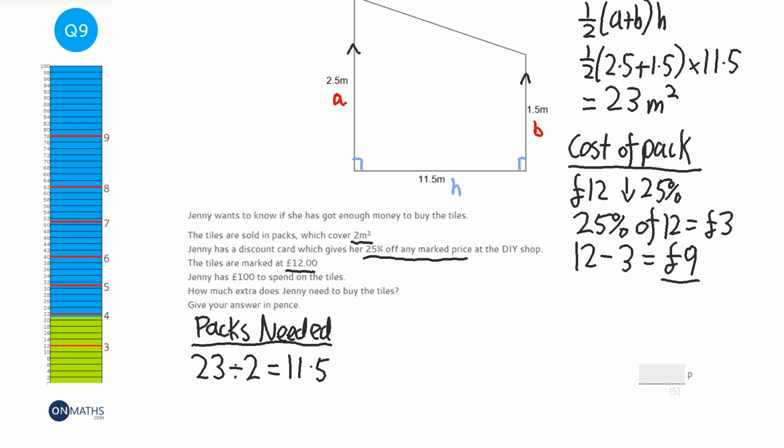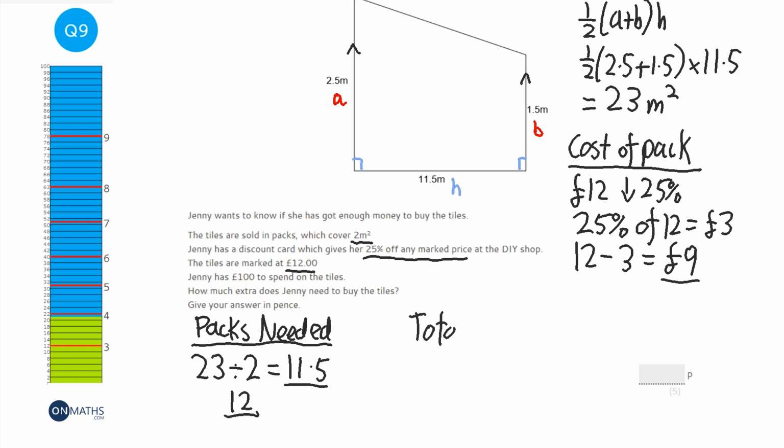Well, unfortunately, shops don't like you taking half a pack. Trust me, I've tried. They really don't like it. So you must always round this up. Otherwise you won't have enough. If you round it down, say if it came out as 11.4, if you rounded that down, you won't have enough. So there'll be a patch of untiled floor in your kitchen. That's not good. So the answer is going to be 12. So I need 12 packs.